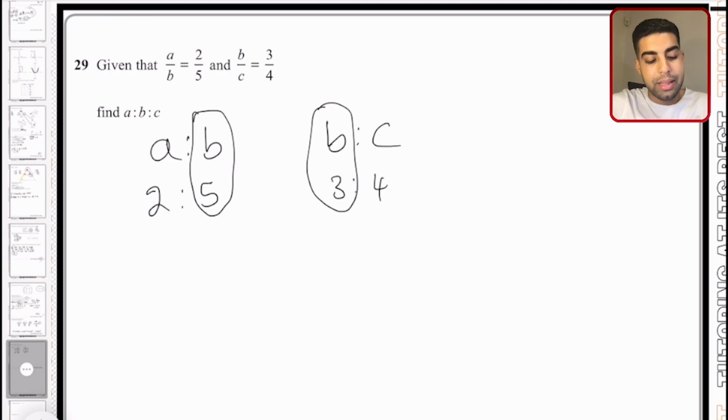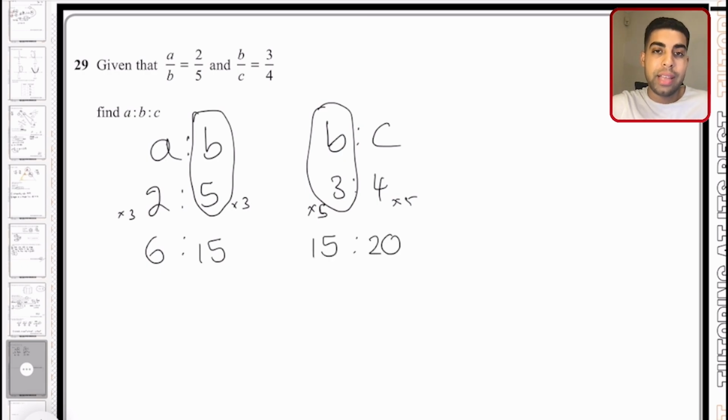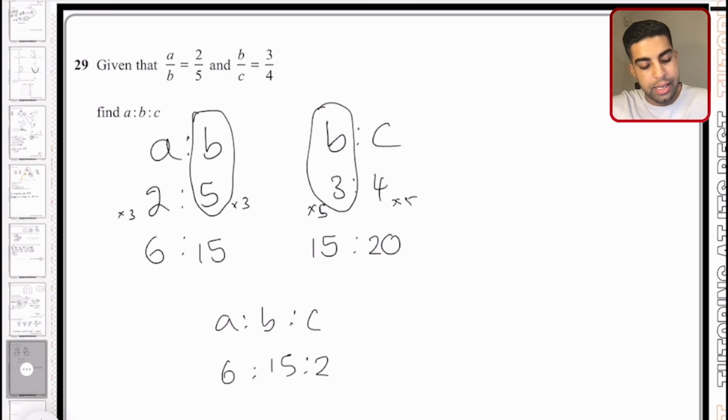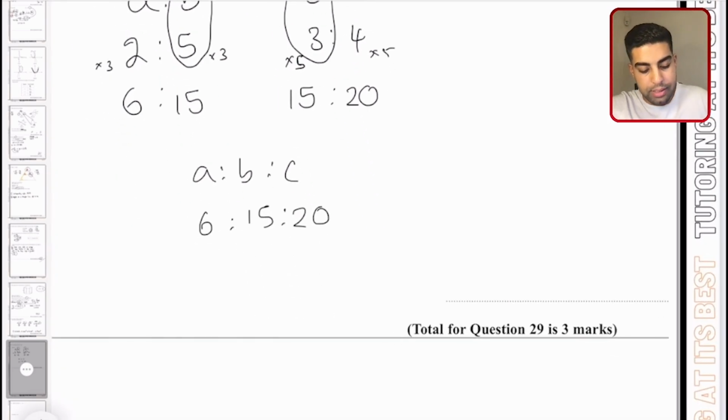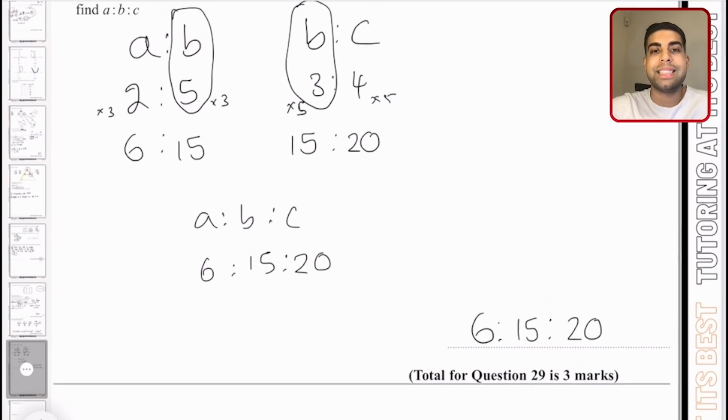So we need to make that the same. Let's multiply them out. We're left with 15 here because we times this by 3 and times this by 5. And again, we times 2 by 3, which gives us 6, and we times 4 by 5, which gives us 20. So now we've finally made our b the same, we can put them together. That leaves us with a, b, c as 6, 15, and 20. So our answer will be 6 to 15 to 20 for A, B, and C.